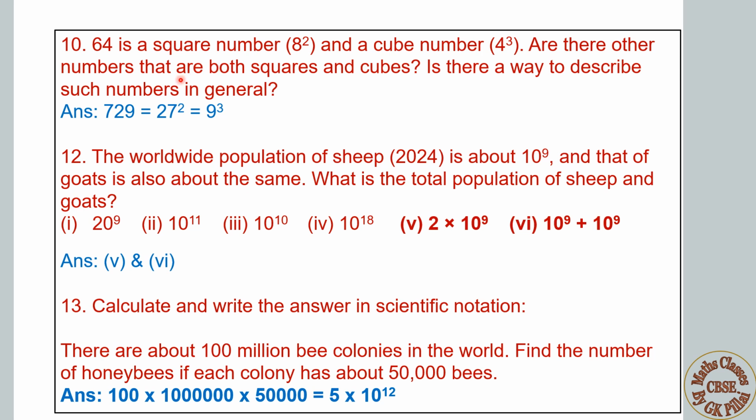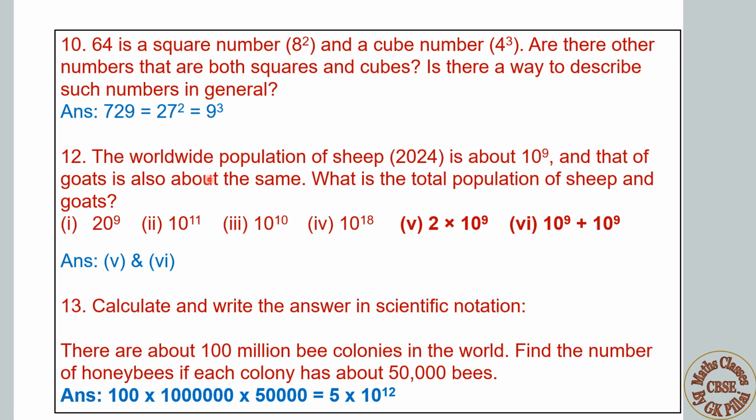Here, 64 is a square number, 8 squared, and a cube number, 4 cubed. Are there other numbers that are both squares and cubes? Is there a way to describe each such number in general? I haven't given that, but the answer is 729, which can be written as 27 squared or 9 cubed. So this can be written in the square form or the cubic form.